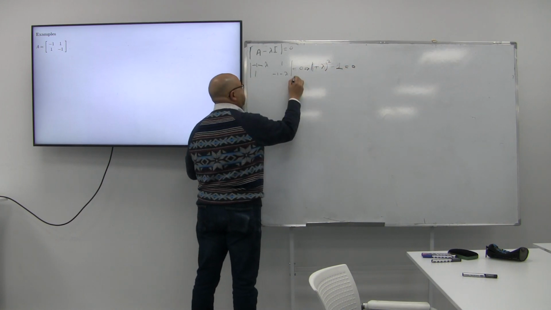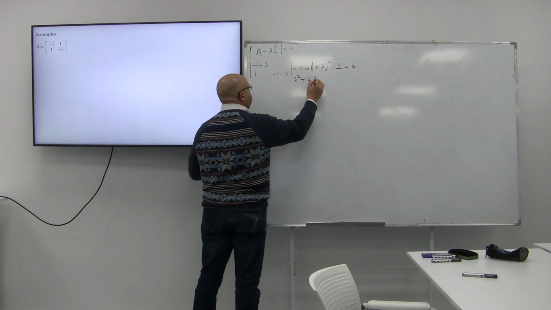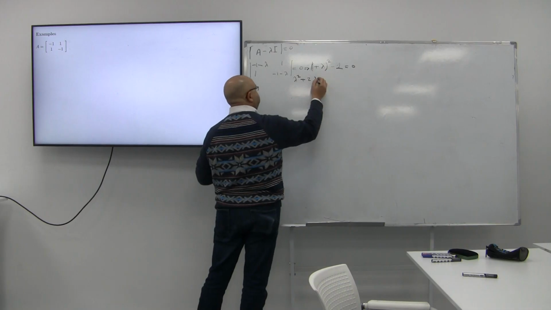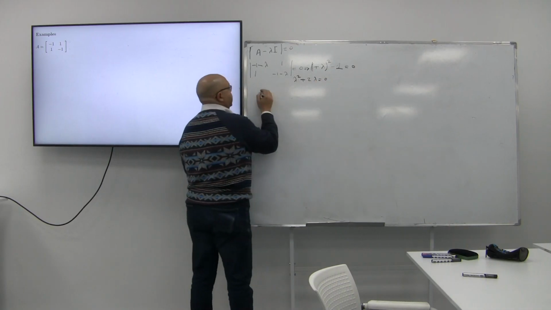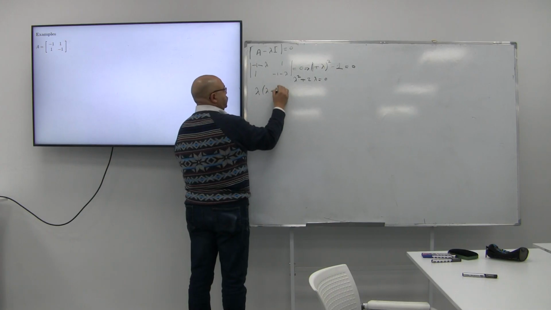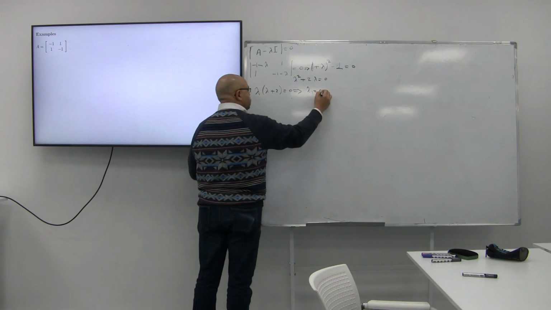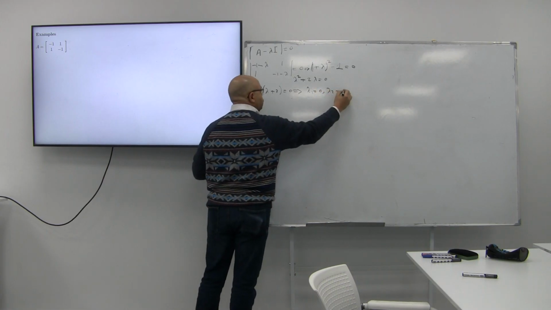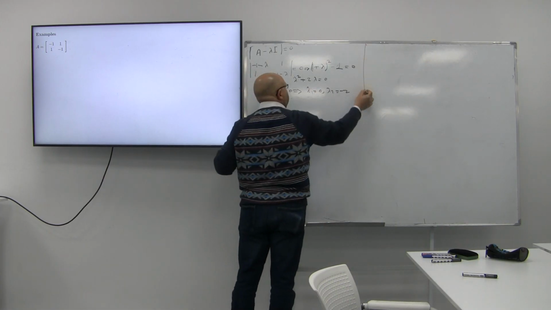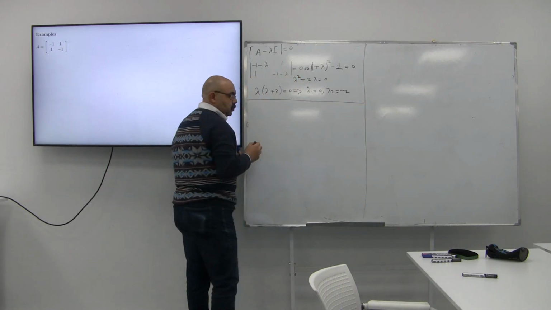Try to expand it: lambda squared first, then the second term, which is 2 lambda, and the last term is positive 1, minus 1, equal to 0. Take lambda as a common factor, so you will have lambda times (lambda plus 2) equal to 0. That's lambda 1 equal to 0 and lambda 2 equal to negative 2. These are the two eigenvalues that I told you about.